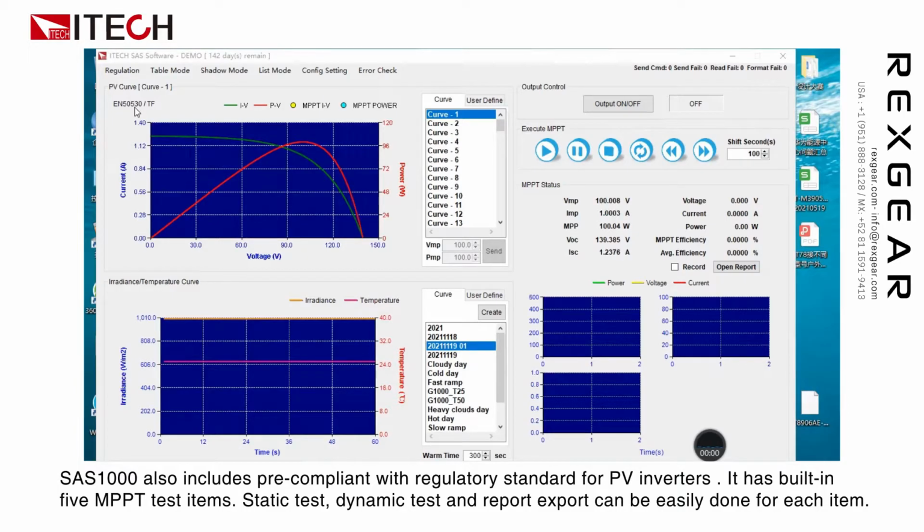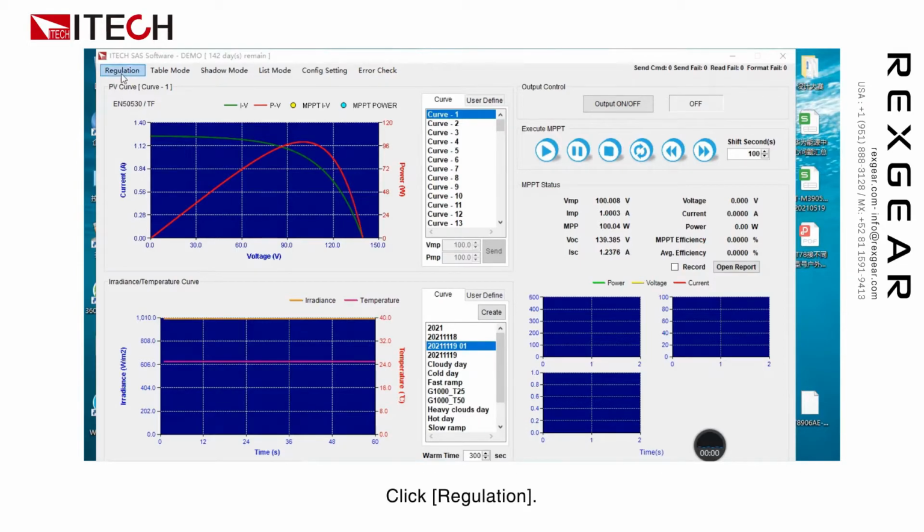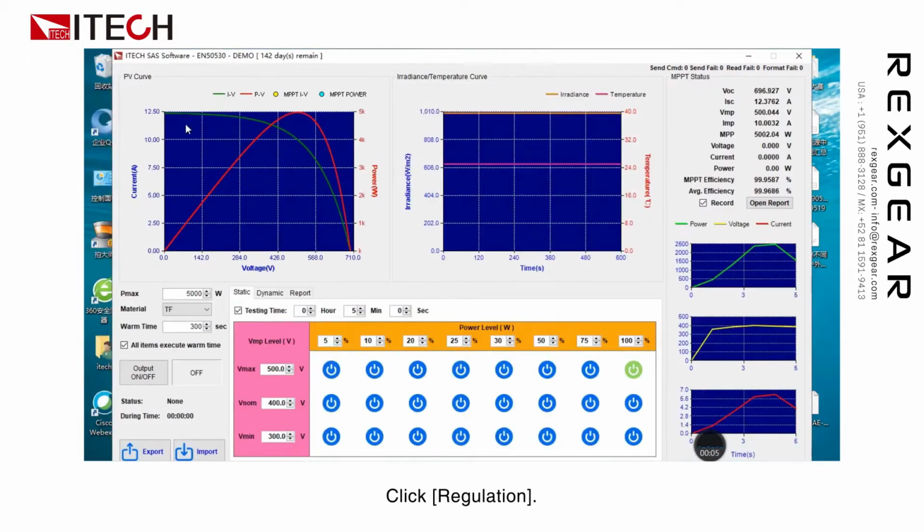SAS1000 also includes pre-compliance with regulatory standards for PV inverters. It has 5 built-in MPPT test items. Static test, dynamic test and report export can be easily done for each item. Click Regulation. Set packs, material, and warm time.